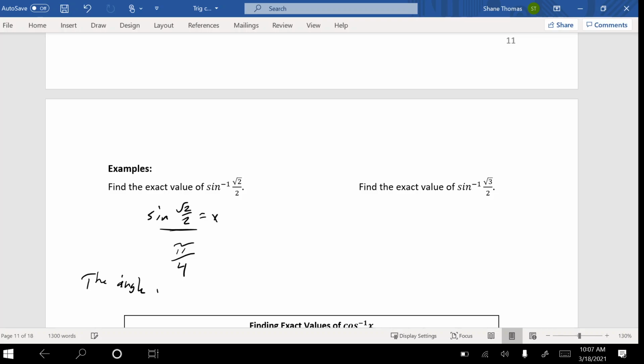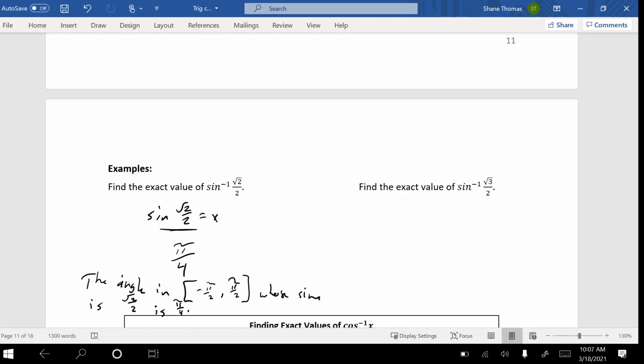So what this is actually saying, though, is the angle in this constraint, negative pi over 2 to pi over 2, whose sine is root 2 over 2 is pi over 4. All right. Now, why do we put that constraint on?